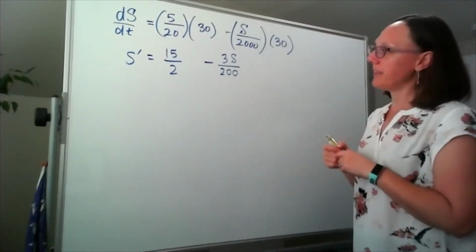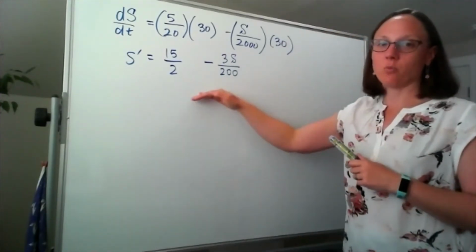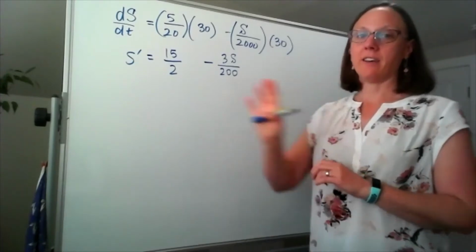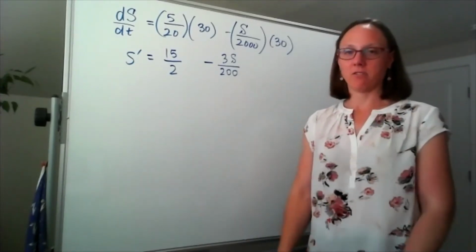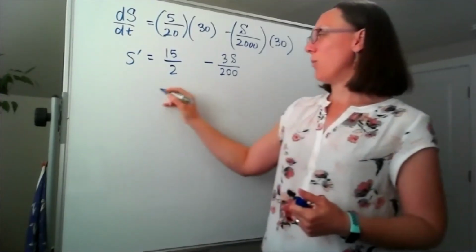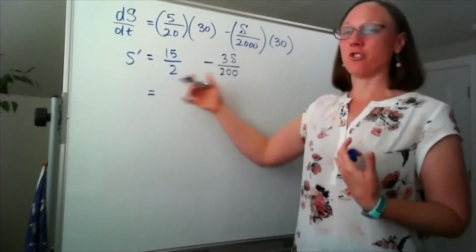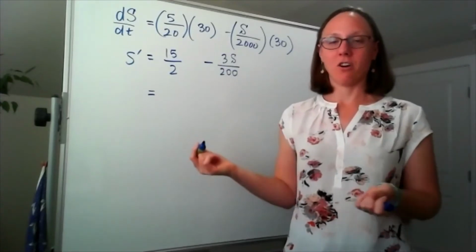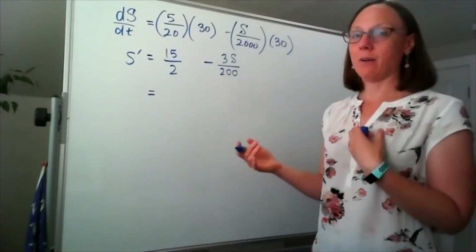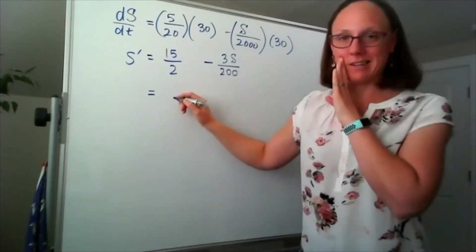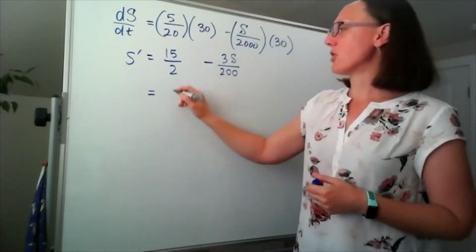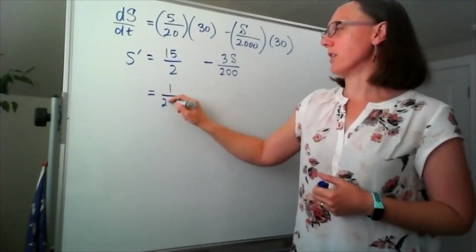So to make this separable, I need the right-hand side to look like something times something else. And one way that we can do that is by factoring out a number from both of these terms. So the number that I would choose to factor out, because I don't like fractions, is 1 over 200.